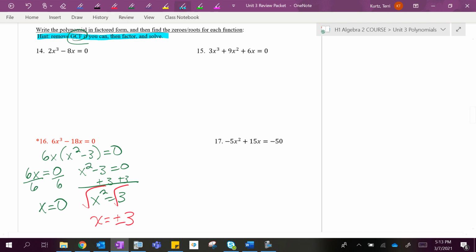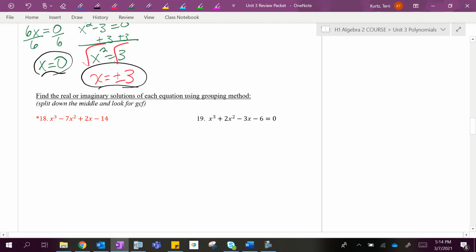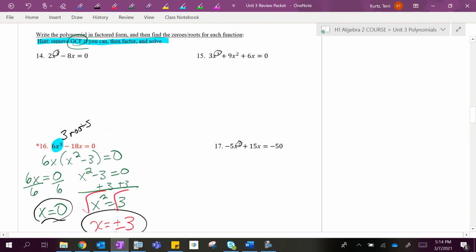So I'm finished. But remember, this was an x to the 3rd, so I am expecting 3 roots. And I found them. I found 0, plus radical 3, and minus radical 3. So again, the highest term here on all of these should tell you how many roots you should find. Okay? All right, now, then we went into different ways of factoring, right? So this first section, you should be able to use everything we used in quadratics: GCF, reverse FOIL, difference of squares, solving by the square root, AC method if necessary.